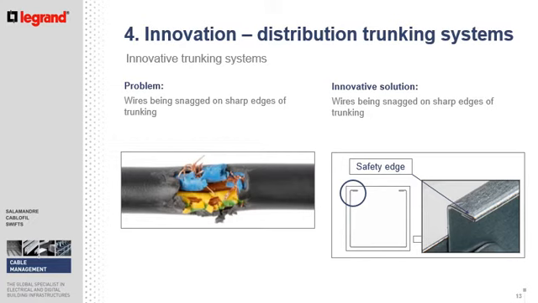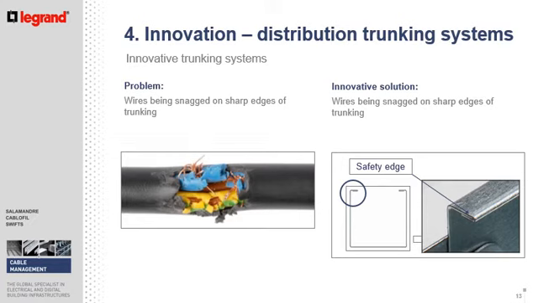Cable trunking is defined as a closed enclosure, normally of rectangular cross-section, of which one side is removable or hinged, used for the protection of cables and for the accommodation of other electrical equipment.